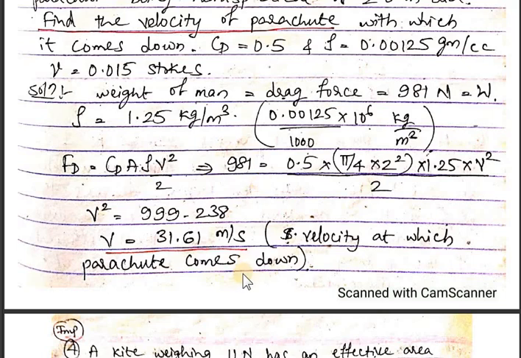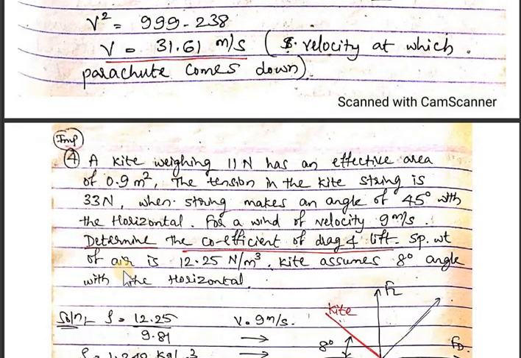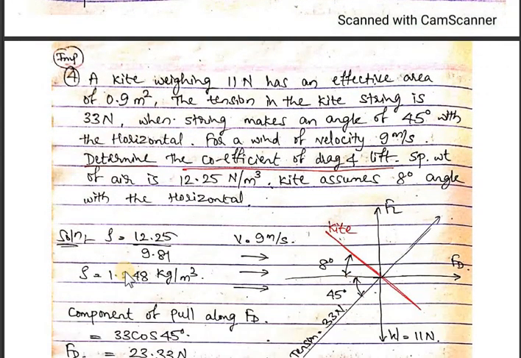With the CD value given, the area given, and everything converted, if you find out, V comes out to be 31.61 meter per second. That is the velocity at which the parachute is coming down. Next problem, I'll just tell the fundamentals here, how it is to be solved.